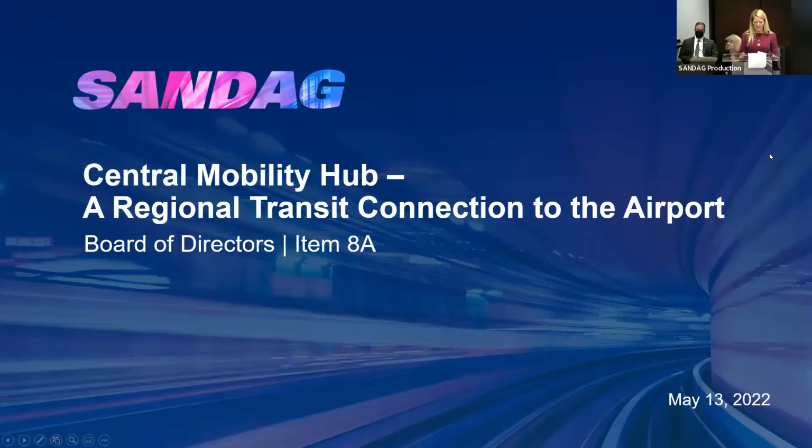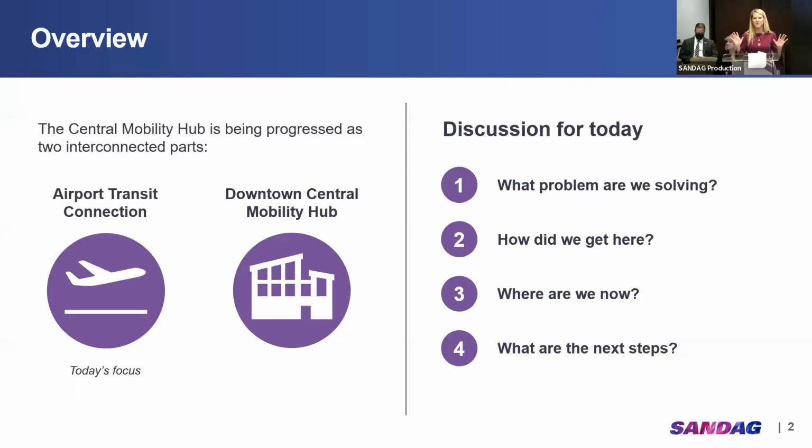One of the things I want to make sure we're very clear on with all of this, and if you guys could go to the slideshow and just go to the second slide, that would be terrific. We're talking about this effort in really two components. There's the airport transit connection and a downtown central mobility hub. So these are synergistic and they work together, but we're looking at them as two pieces.